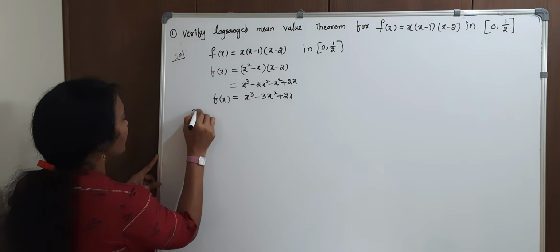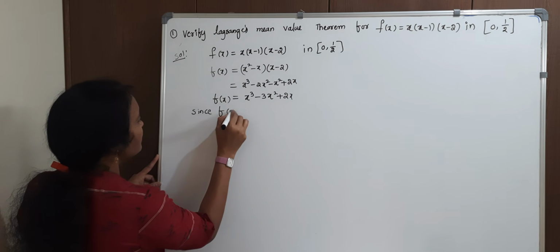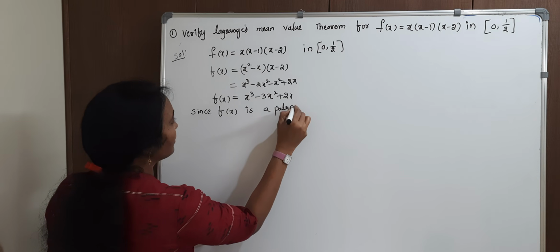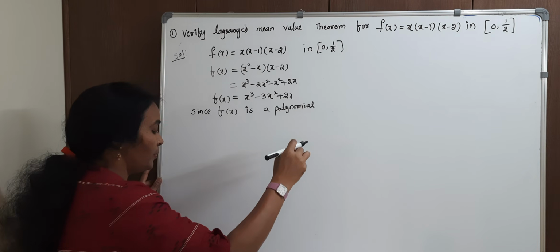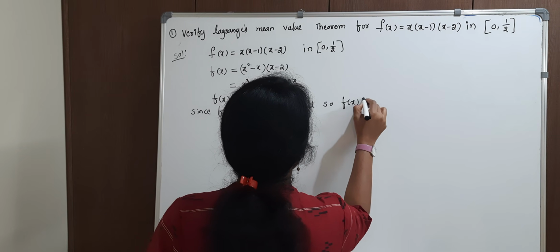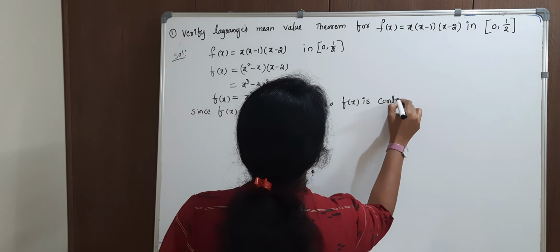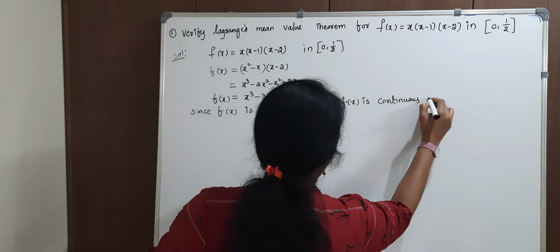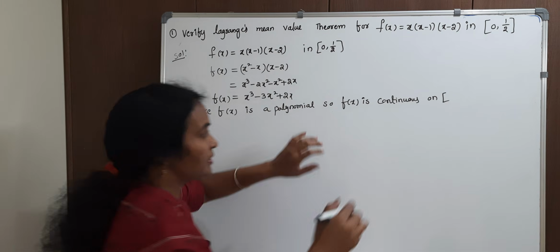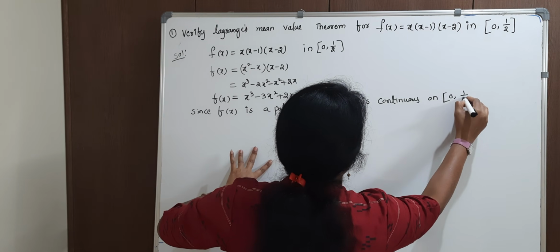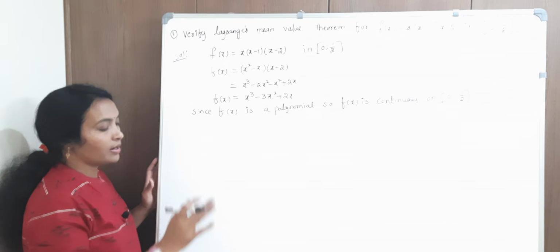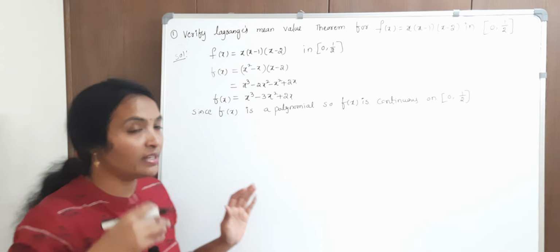Since f of x is a polynomial, f of x is continuous on the closed interval. What is the closed interval? 0 comma half, a comma b, where a is 0 and b is half. Done. First one over. Then next, we have to check if it is differentiable.